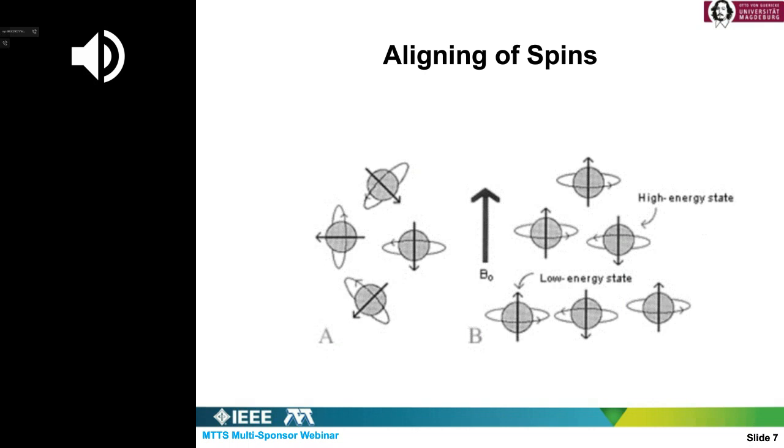Let us now consider these spinning charged particles like protons. Because of the thermal energy, they are directed in all directions, as you see in this viewgraph. To the left-hand side, they are directed in all directions. If you now apply a strong static magnetic field, which is shown here as B naught, they will align themselves either parallel to the strong magnetic field or opposite to it.